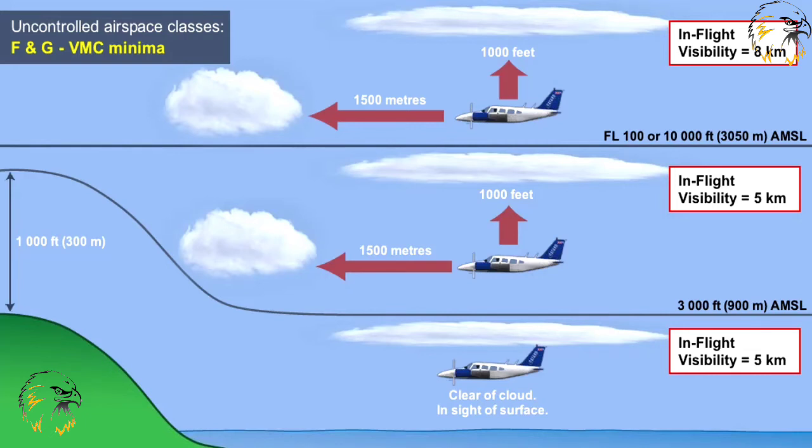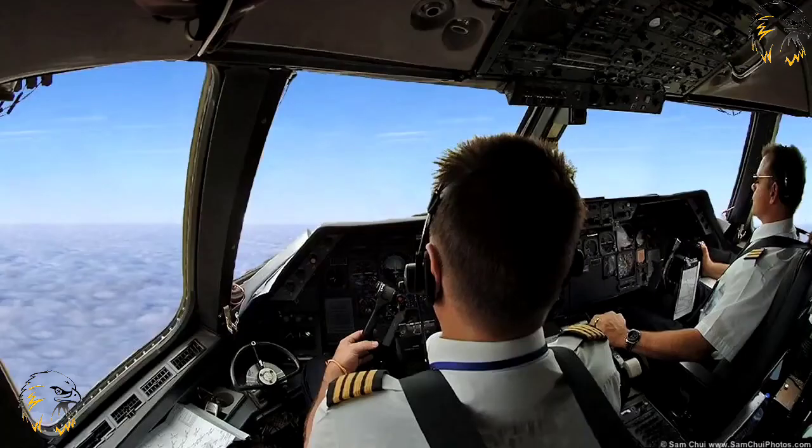VMC minima depend on the class of airspace an aircraft is flying in and the aircraft's altitude or flight level. You will learn more about that later. For the moment, it is sufficient for you to know that when a pilot is flying VFR, he must be in VMC. Flights not conducted in accordance with the visual flight rules must be conducted in accordance with the instrument flight rules. Such flights are commonly referred to as IFR flights. You will learn more about IFR flight later on.